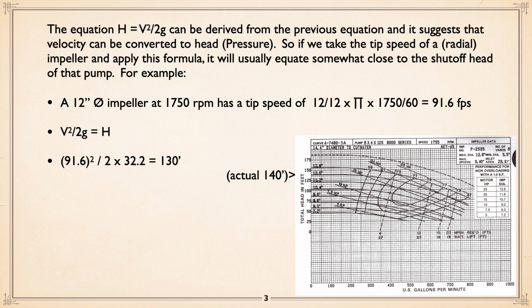And if you take a look at a pump curve, which we have here, a pump operating at 1750 RPM and with a 12-inch impeller, the shutoff head is about 140 feet. So it's very close to what you would think from that calculation. Velocity turning back into pressure or head.